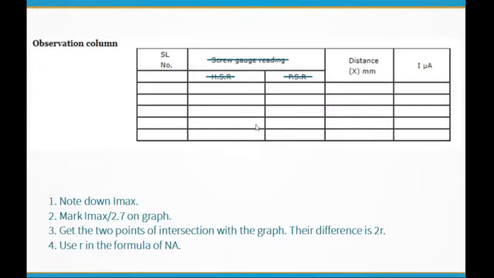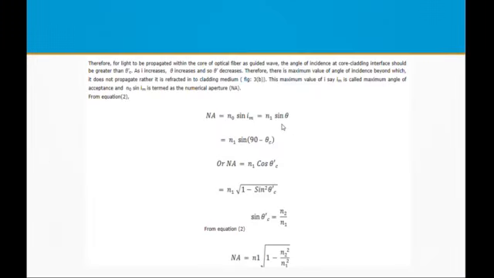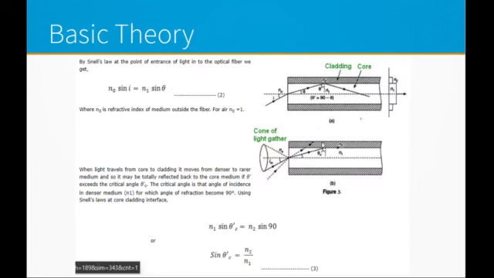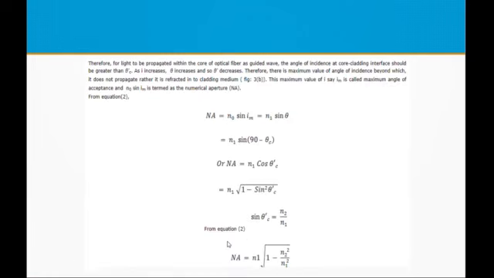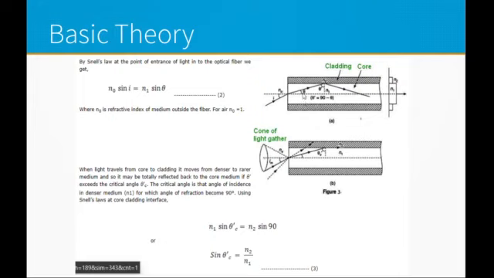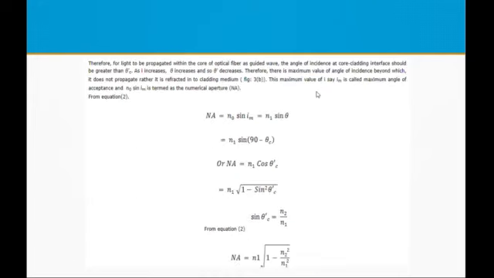Now this is equal to what? n1 sine theta, which is taking place at the core part. Now as per the triangle law, theta angle is equivalent to 90 degrees minus theta dash. So I can write it down like this, which I can write down as cos of theta dash.